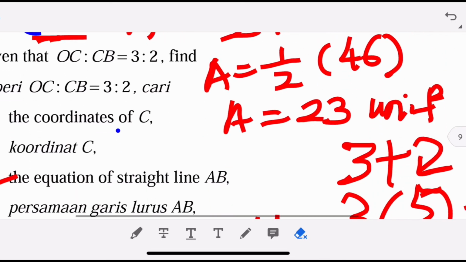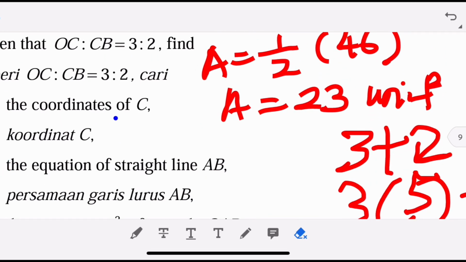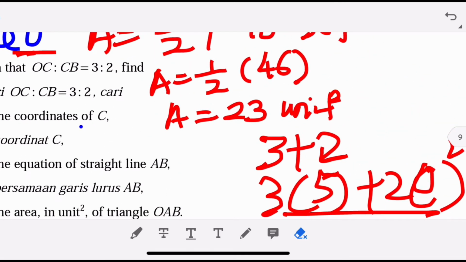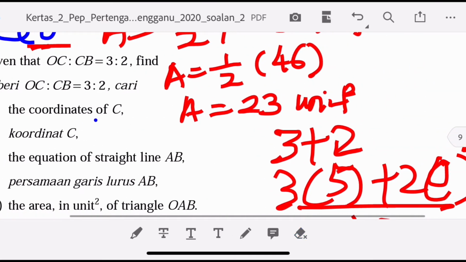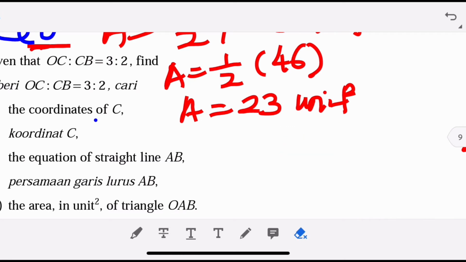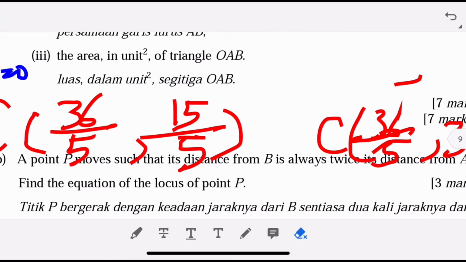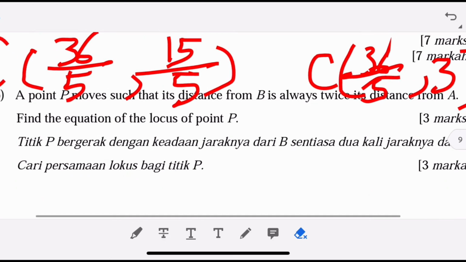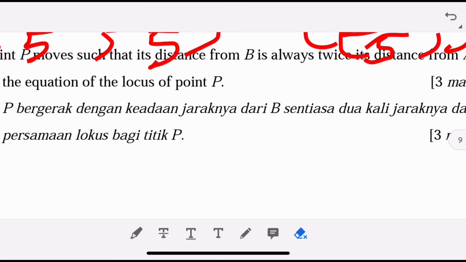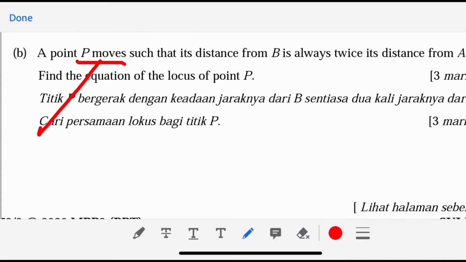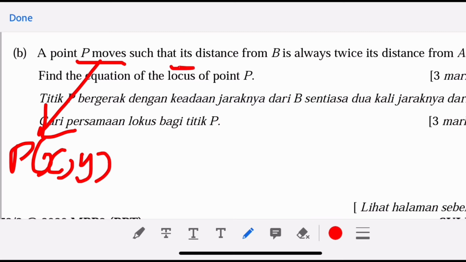Okay, now the last part is always about the locus. So how to do locus? Let me teach you how to do locus. When you do locus, you have to read the question carefully. When you see a moving point, you must label it as xy. So this is a very important step, okay? Label the moving point as xy.